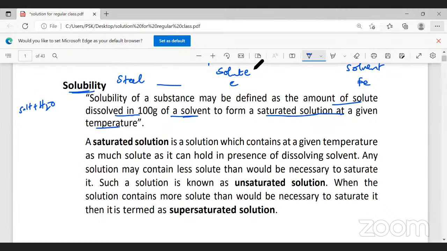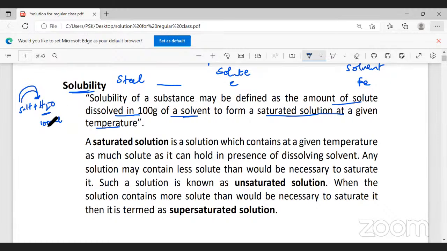What do you mean by saturated solution? Now, you take 100 ml of water and you add a pinch of salt into it, a tablespoon of salt otherwise. When you add a tablespoon of salt into 100 ml of water, the salt will completely dissolve. Second time you add one more teaspoon.